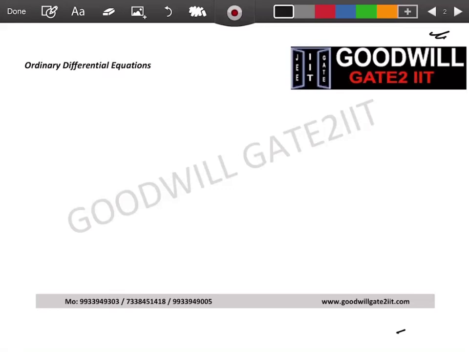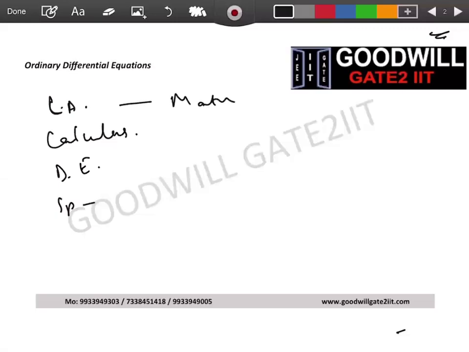Okay, so today, as I told you, we'll start with the math syllabus. We have linear algebra in that. Then we have calculus. Then we have the differential equations and some special topics. So linear algebra will be your matrices, system of linear equations, rank of a matrix, eigenvalues, eigenvectors, and like that. Calculus will be for functions of single variable, limits, continuity, differentiability, partial derivatives, maxima, minima, like that. And it will also have your vector calculus.